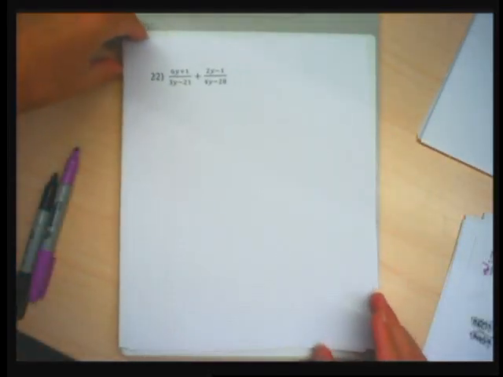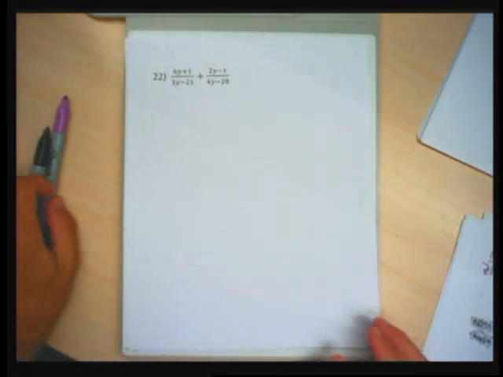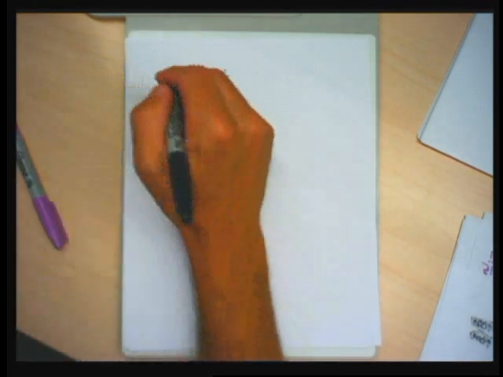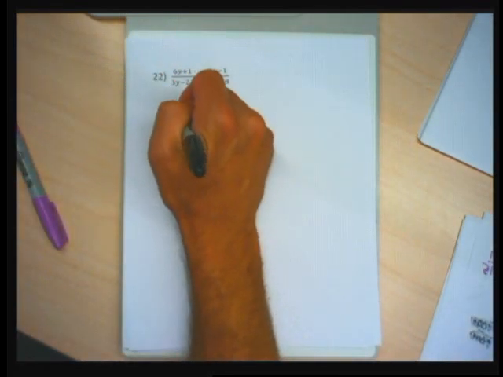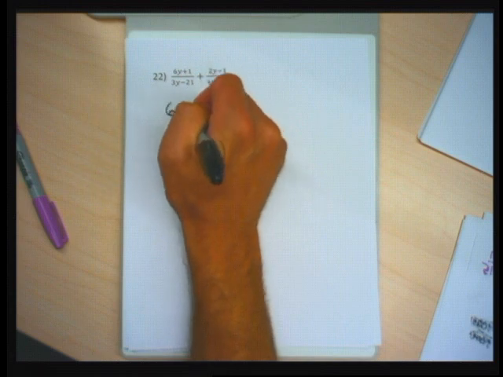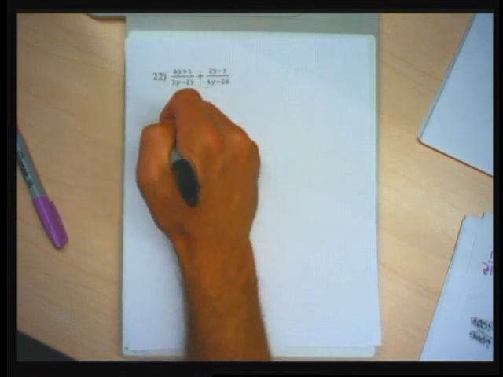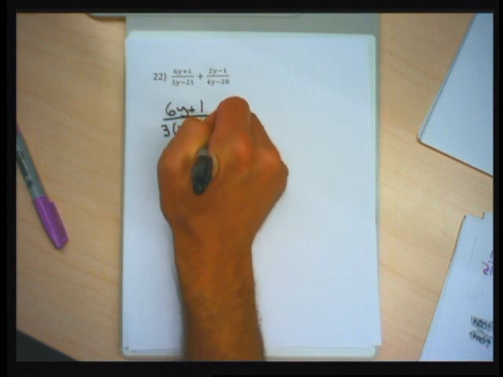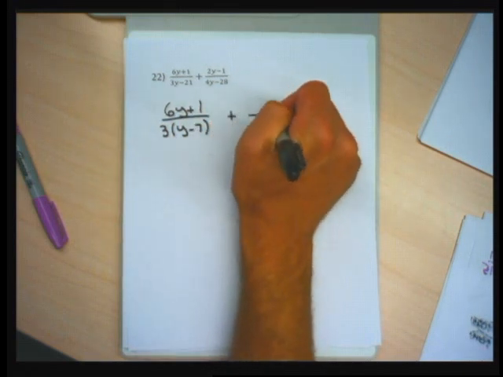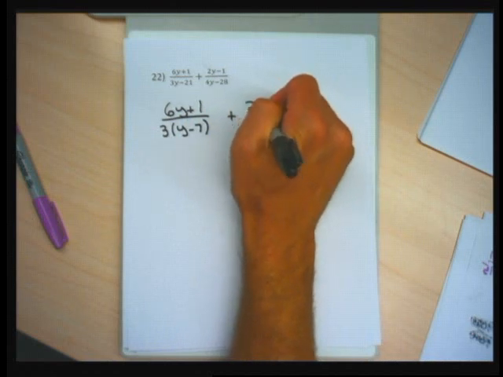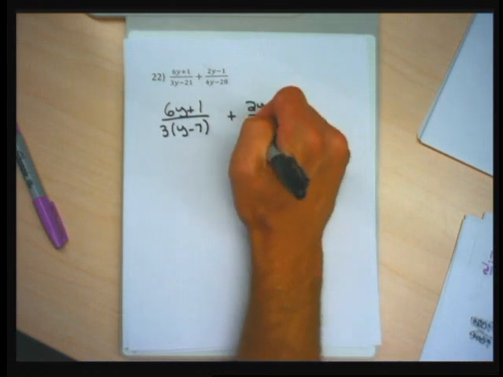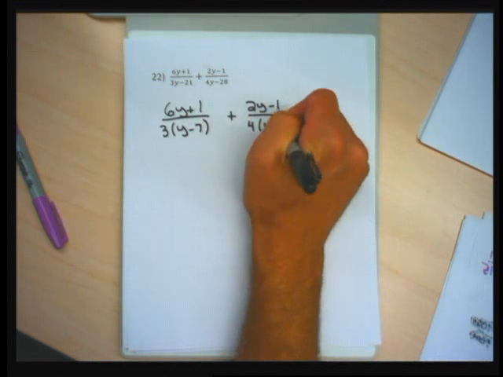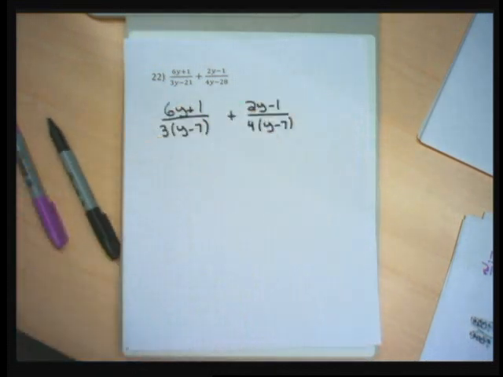On 22, it's a tough problem. Both denominators are factorable, and I'm going to factor them first. The left denominator, there's a common factor of a 3. And I'm going to factor out that common factor of a 3. And when I do that, I'm left with a y minus 7. The right denominator, there's a common factor of a 4. When I factor that out, I'm going to be left with a y minus 7. So both denominators have a y minus 7.